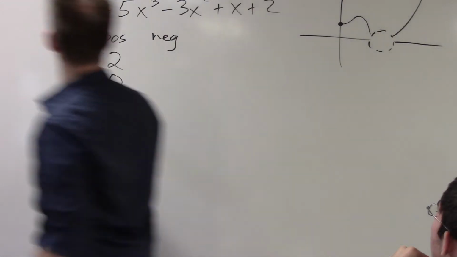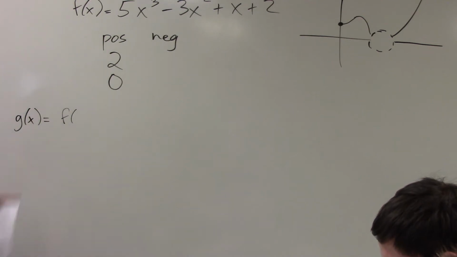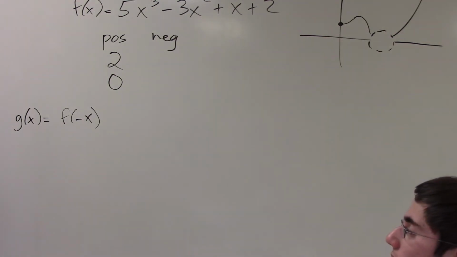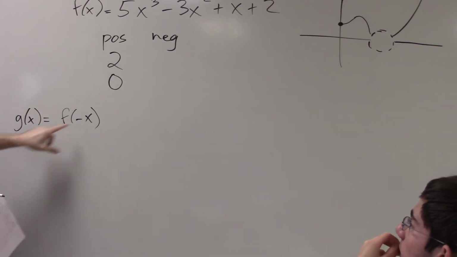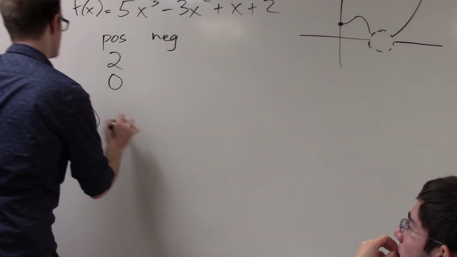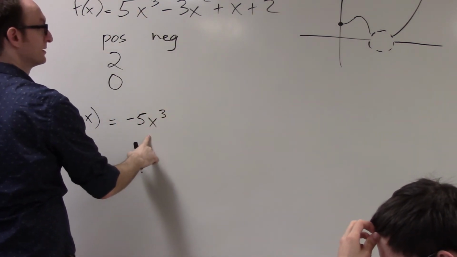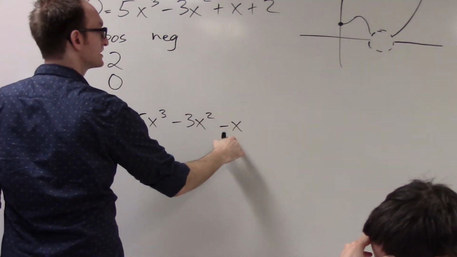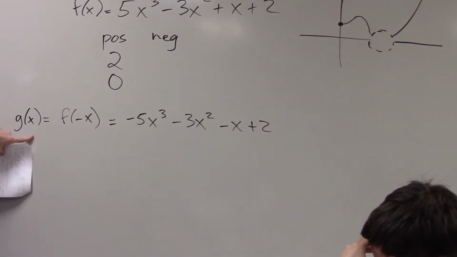What I shall now do is define a new function. Perhaps we call it g. And g is just f of negative x. What is f of negative x, you learned in Precalc A? You flip over the y-axis. And so we can just compute f of negative x by plugging negative x in. What do we get? Negative 5x cubed minus 3x squared minus x plus 2.